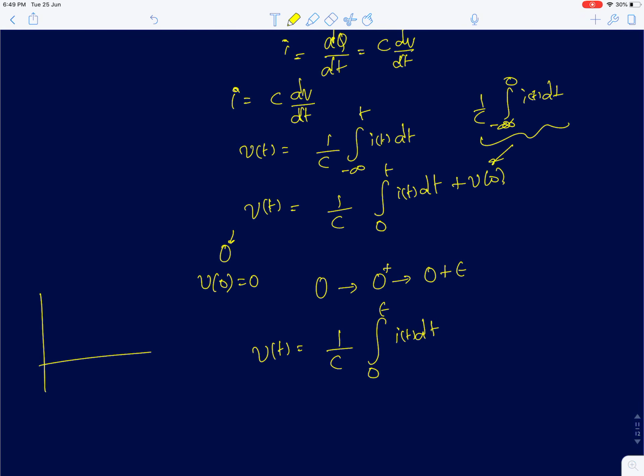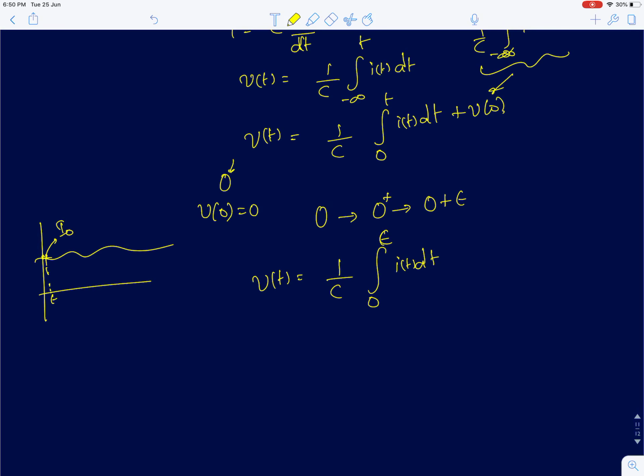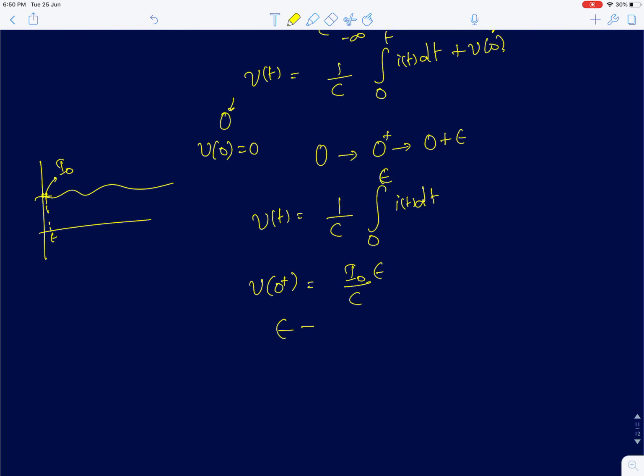Now I will assume that epsilon is so small that your current waveform, whatever its shape, is nearly constant in the interval 0 to epsilon. I'll assume the value is I naught. Epsilon is so small that it's like a point value. So you get I naught epsilon by C. This is V of 0 plus. If epsilon tends to 0, V of 0 plus also tends to 0.